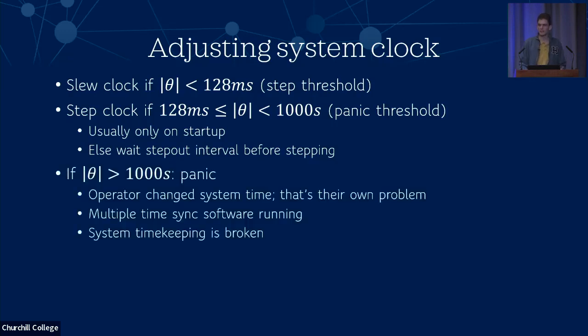And if we do have a really massive offset, then NTP basically throws its hands up in the air and gives up, because something out of its control has gone wrong. Either a human has come along and changed the system time to some random value, that's their own problem in that case, or the system timekeeping is broken, or something else very wrong has happened, so we can't really fix that with NTP. So NTP just terminates at that point. But in general use, this isn't going to happen.